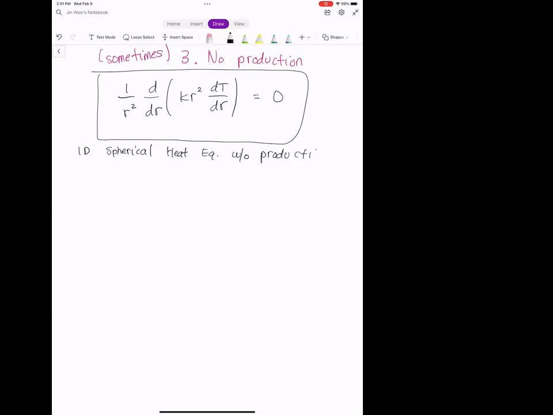Let's go ahead and solve this for a simple case. But before we do that example, are there any questions on how we obtain this? All right, let's do a simple example. We're going to do the classical one here, same as we did in the cylindrical case. Let's say that we have a hollow sphere.